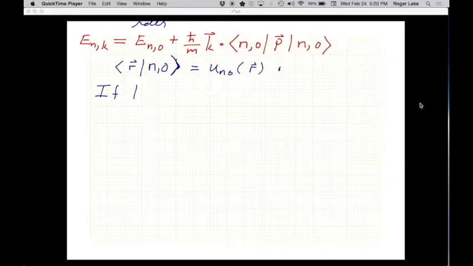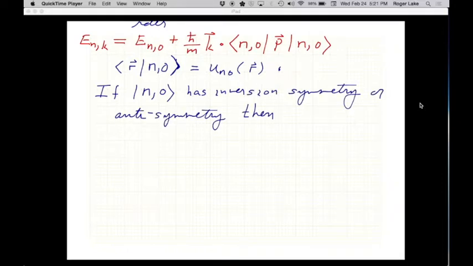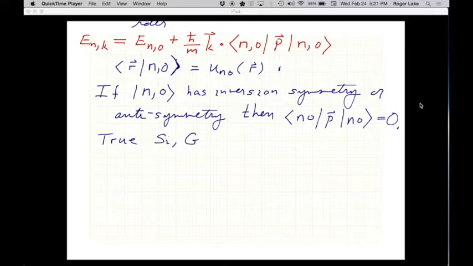So if this state n0 has inversion symmetry or anti-symmetry, then this matrix element, n0 p n0, is identically equal to 0. And this is true for silicon and germanium and diamond.